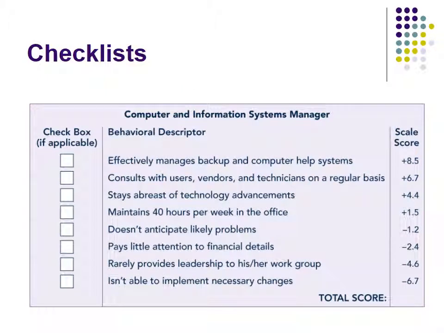So this is just a quick example of a checklist. We have the behavioral descriptors, we have the checkbox. The scale would not necessarily be included on this, so the people doing the ratings might not actually know the weights. This is a computer information and systems manager, and notice right off the bat, effectively manages backup and computer help systems. Well, that's their primary job. That's what they're paid to do. That's worth 8.5 points. So notice if that was the only positive behavior, and the only negative behavior was doesn't anticipate likely problems, they're still going to get a relatively decent rating because, yeah, we'd like them to anticipate likely problems, but at the end of the day, the main thing is they need to manage the computer systems.